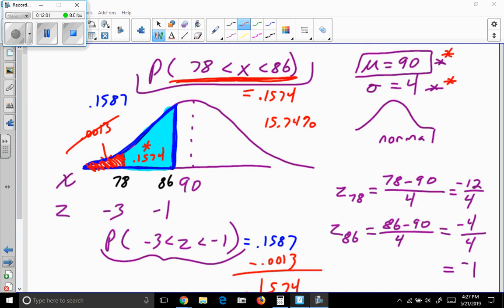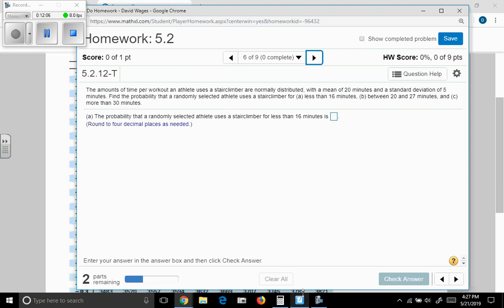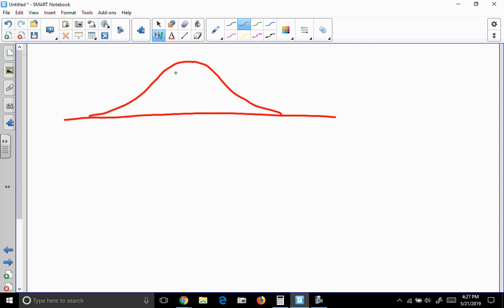So let's go on and do a word problem. Let's look at this one. The amounts of time per workout an athlete uses a stair climber are normally distributed. So if we look at different times for people using the stair climber, it's a normal distribution. There are a few people that barely use the stair climber at all, some that use it excessively, but people tend to average around somewhere in here.